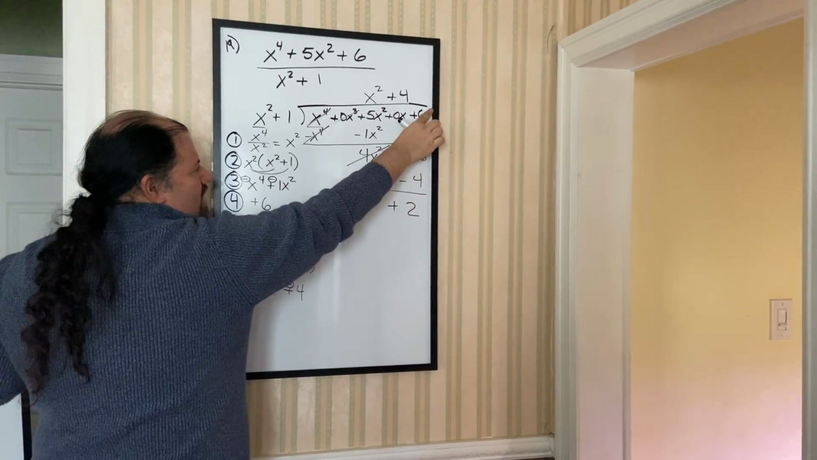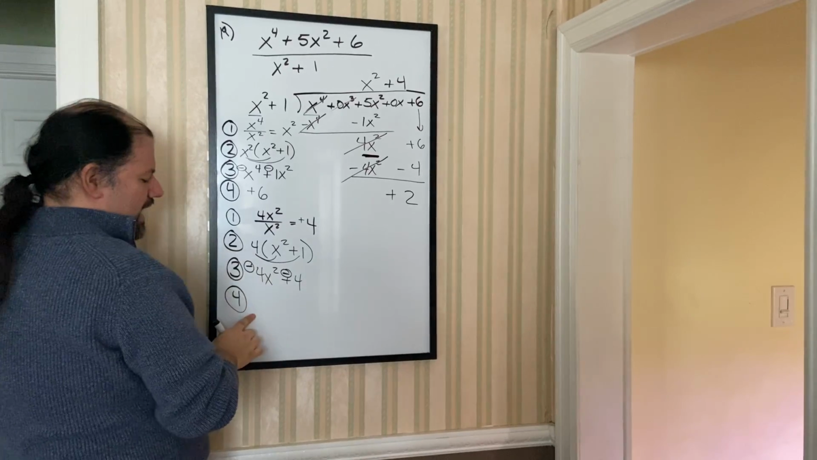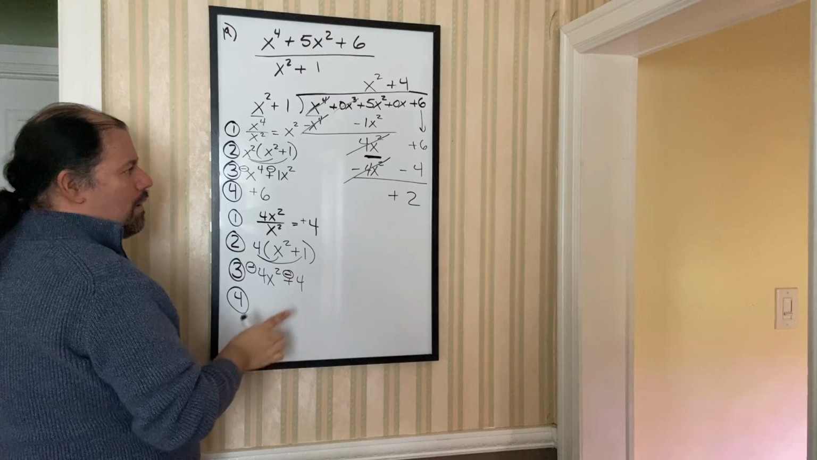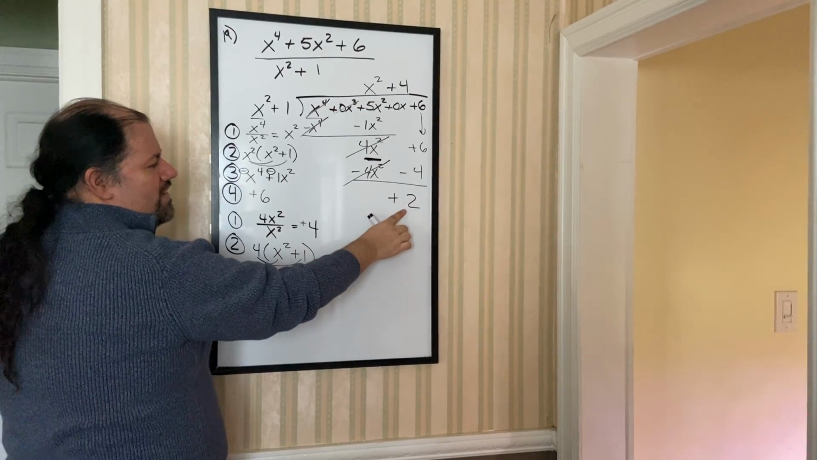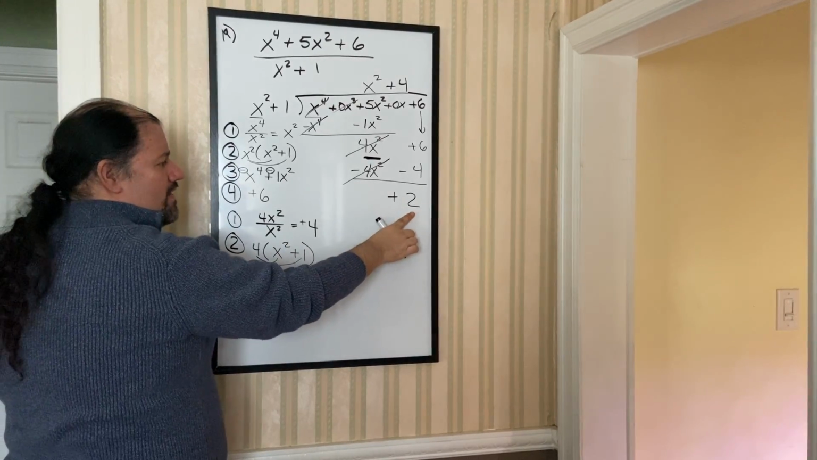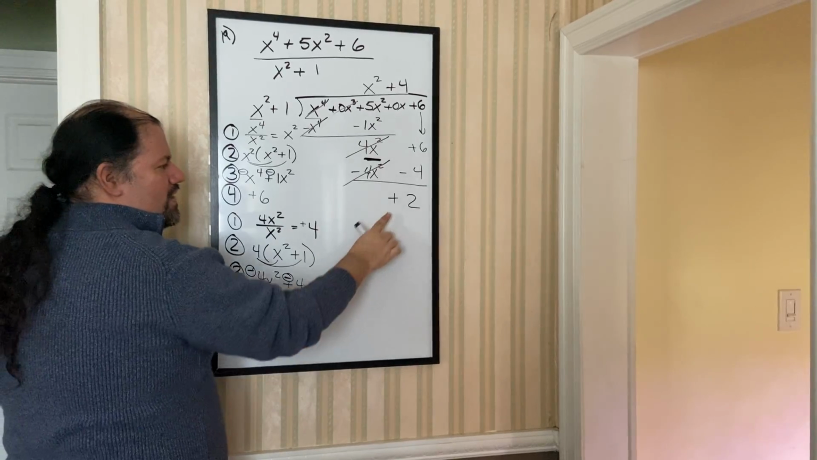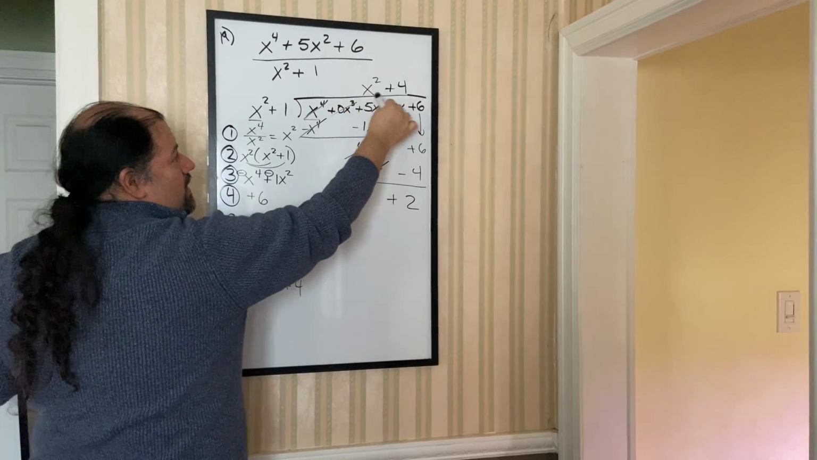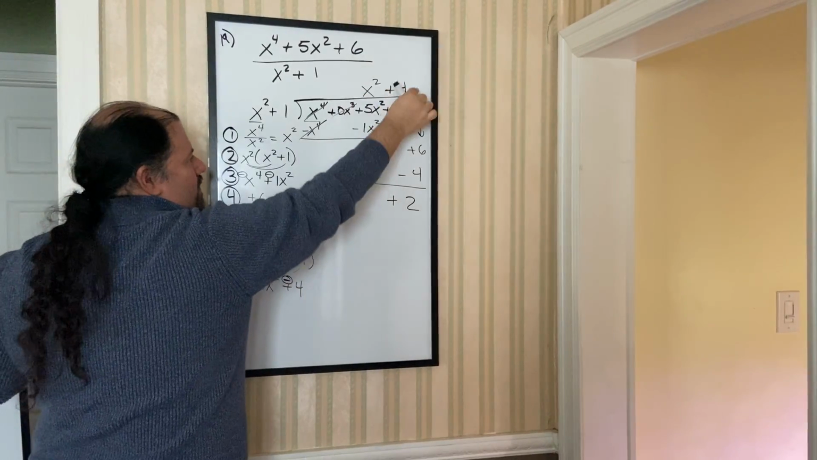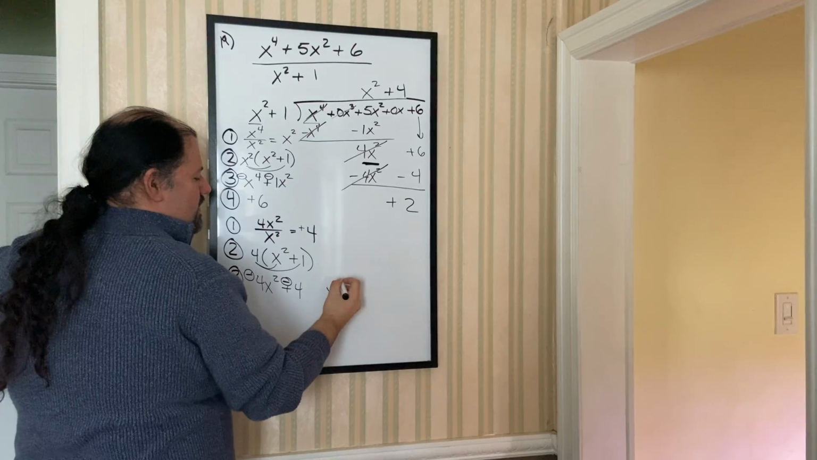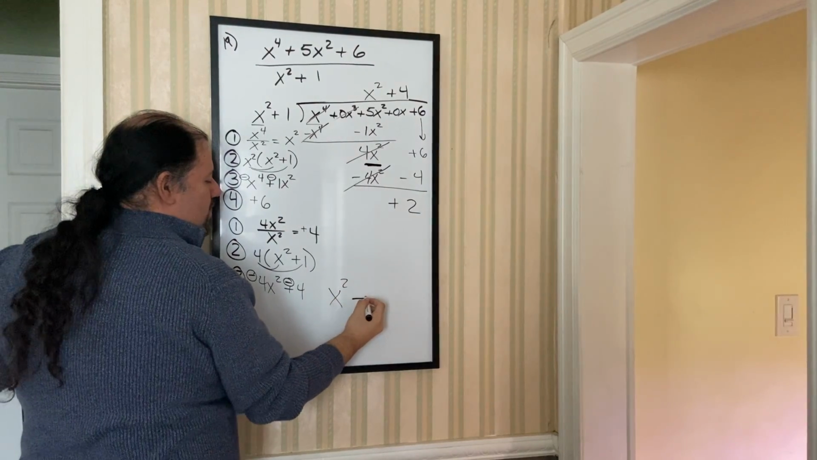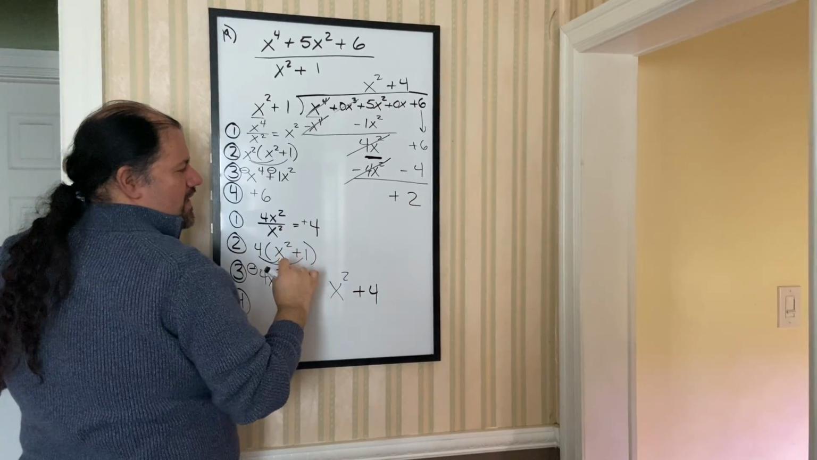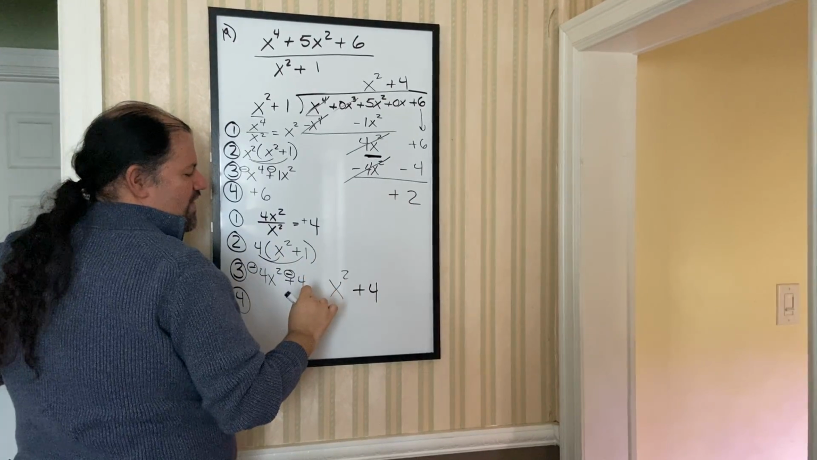So notice we have nothing left to bring down. Since I don't have anything to bring down, I can't repeat the steps of 1, 2, 3, 4. But we have a remainder. The last question we didn't have any remainder. Well, this one does. So how do I write my final answer? Remember, I told you take the quotient, which is the stuff on top. This is not going to be in a fraction. Then take your remainder. This is the only part that will be part of a fraction.